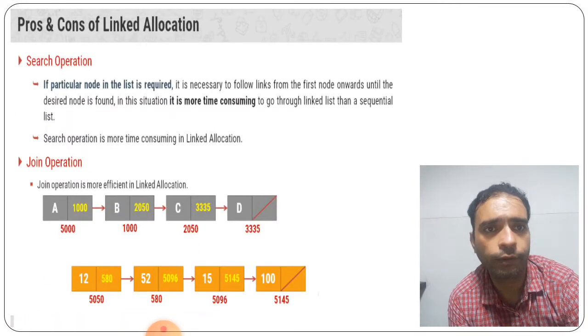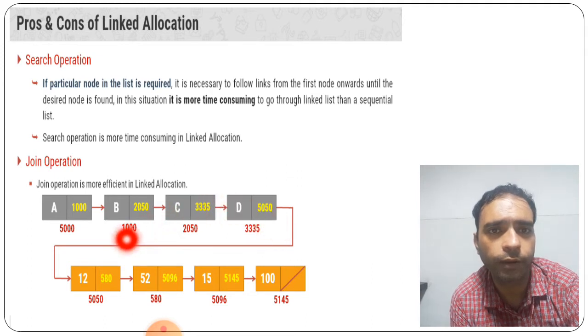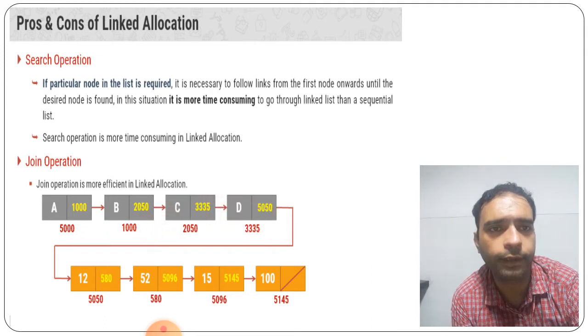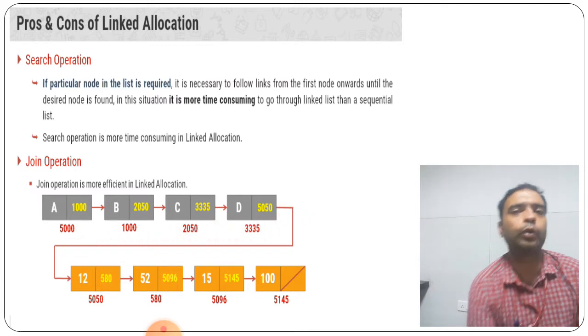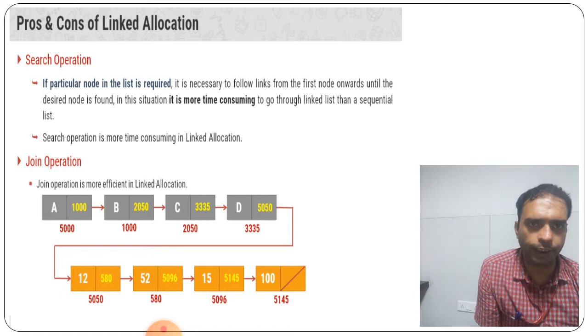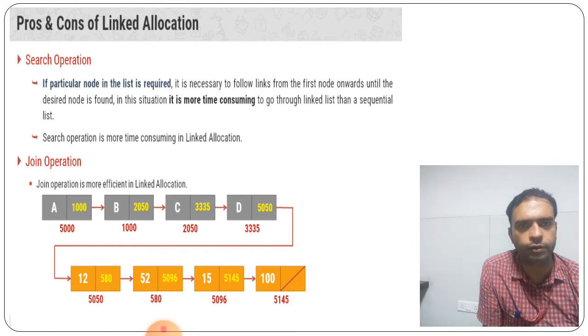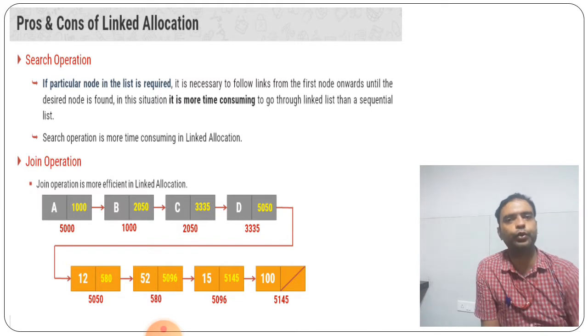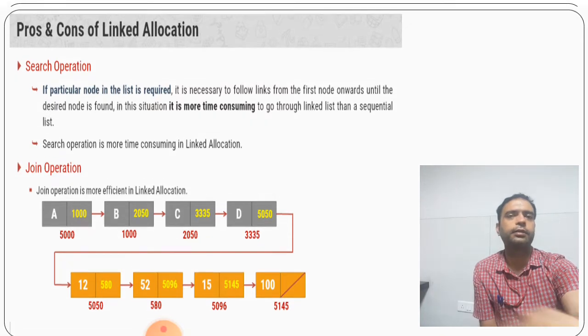Now you can see here that 5050 is shown, that is given, right? So it will go towards 12. So the D part, which has the address node as null, is replaced by 5050, and finally it is showing the address of next. This is a join operation that is also more efficient in this.